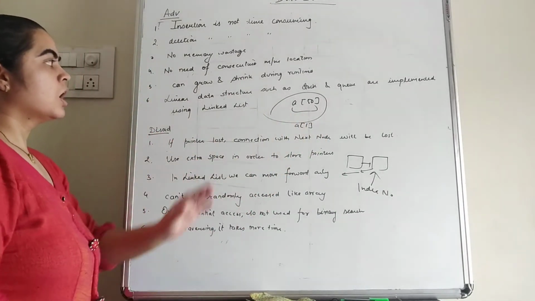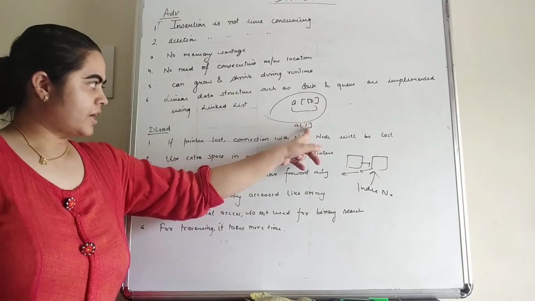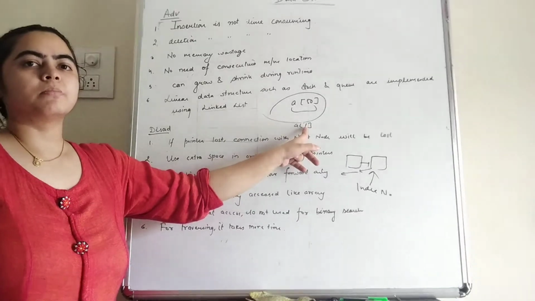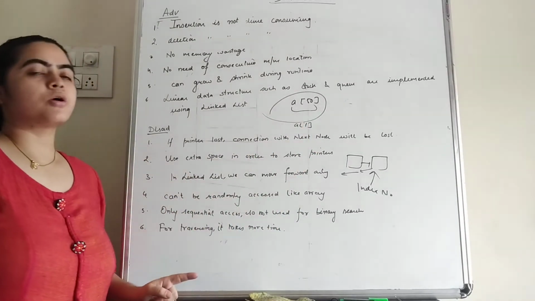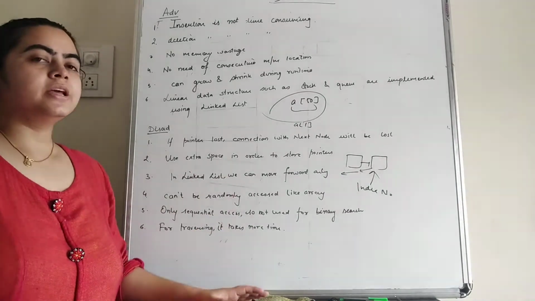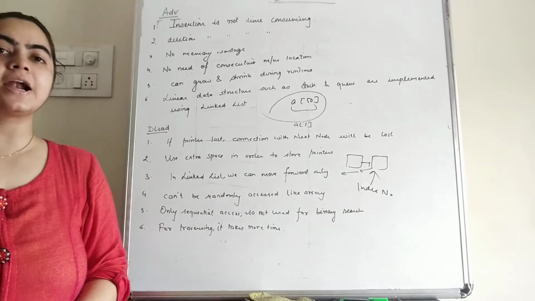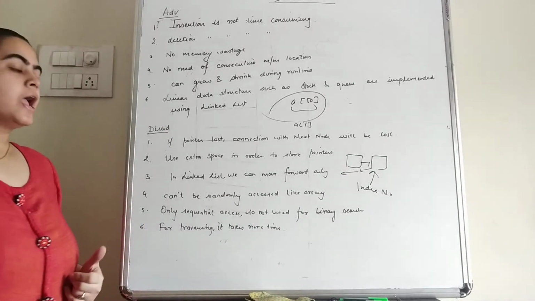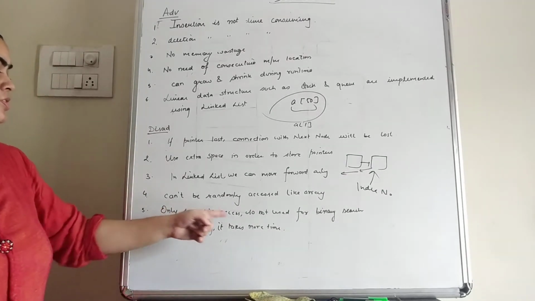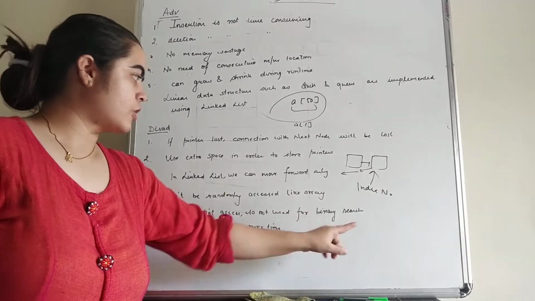So that means from this array we can access the data element which is at index number 1, but that is not possible in case of the linked list. So we have to sequentially access the data elements if we want to use any. Only sequential access is possible, so it is not used for the binary search.